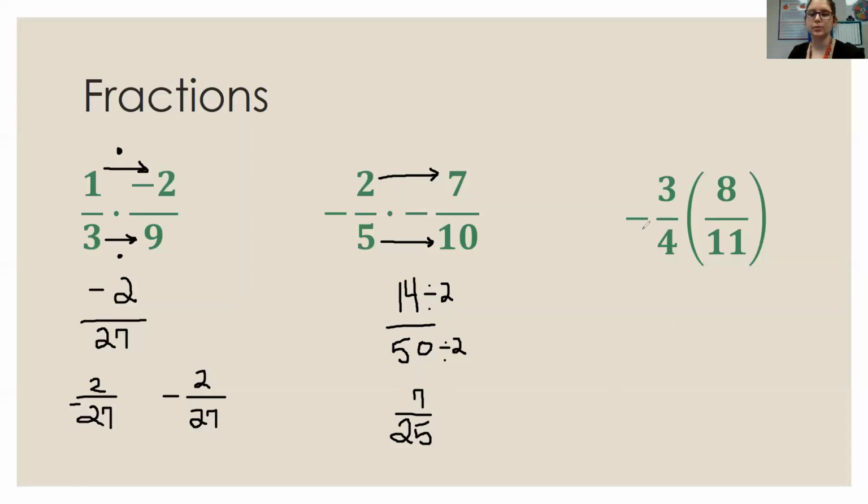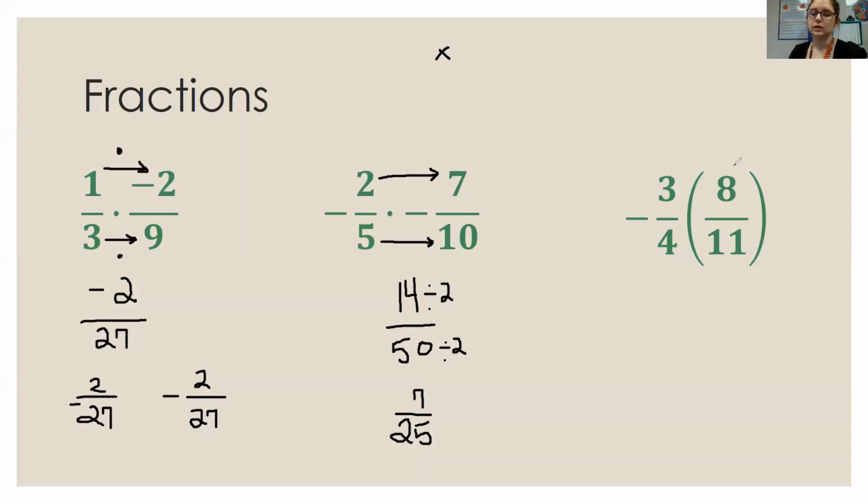Okay, our next example, negative 3 over 4 times 8 over 11. And now I'm going to start showing you a trick of how we can simplify at the beginning of our multiplication rather than at the end. The other difference is we see multiplication represented by parentheses. So there are three main methods to represent multiplication. We can use the X to show multiplication. We can use the dot, and we can use parentheses. So this is using parentheses, but it still means to multiply.